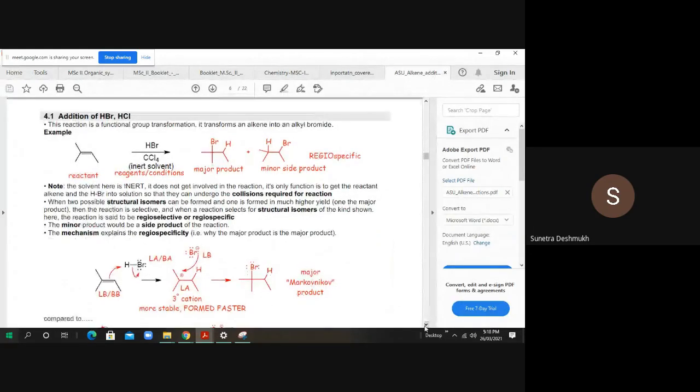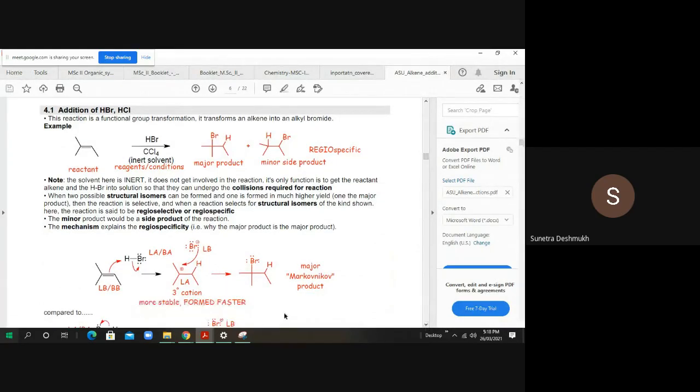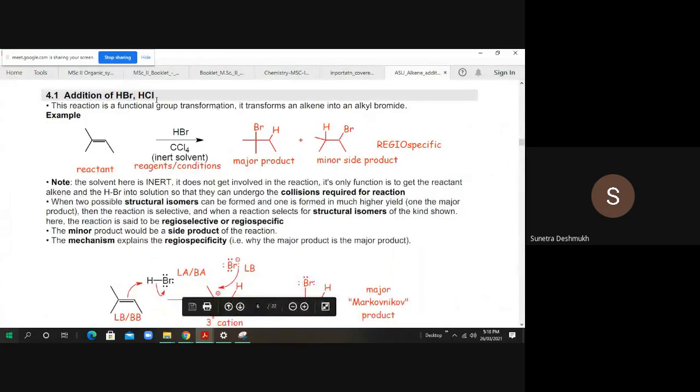Here I have taken the addition of HBr and HCl. I will show how the reaction occurs and everything over here. Please pay attention: addition of HBr or HCl across carbon-carbon double bond. So here is the functional group transformation.